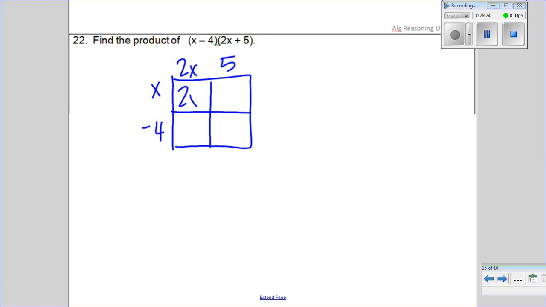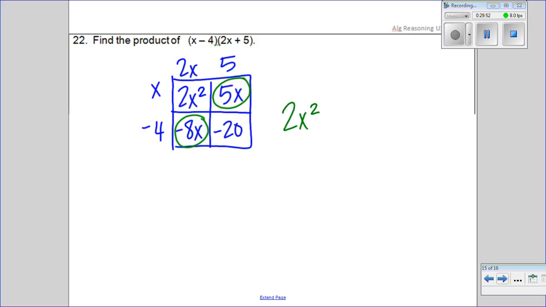X times 2x gives me 2x squared. X times 5 gives me 5x. Negative 4 times 2x gives me negative 8x. And negative 4 times 5 gives me negative 20. Now remember, with these ones with a single x, double check to make sure that you've got the right x's matched up. So this is going to be 2x squared.